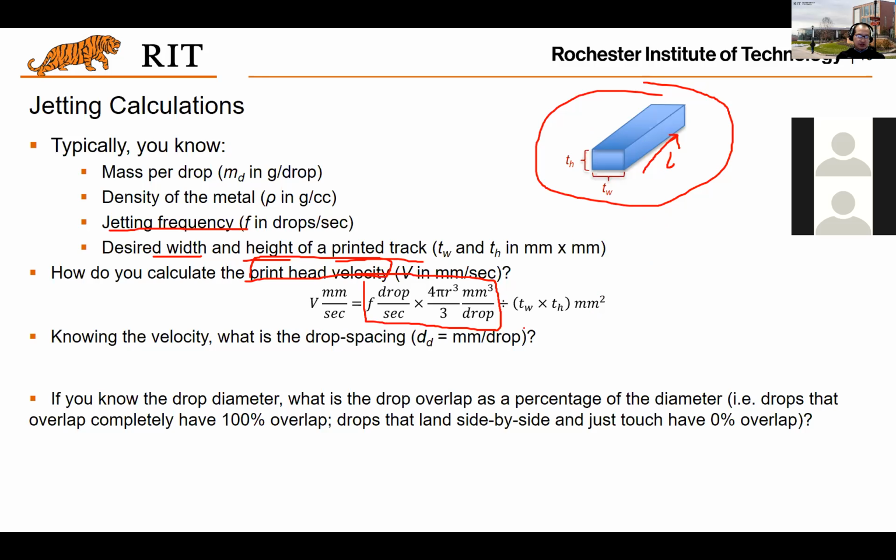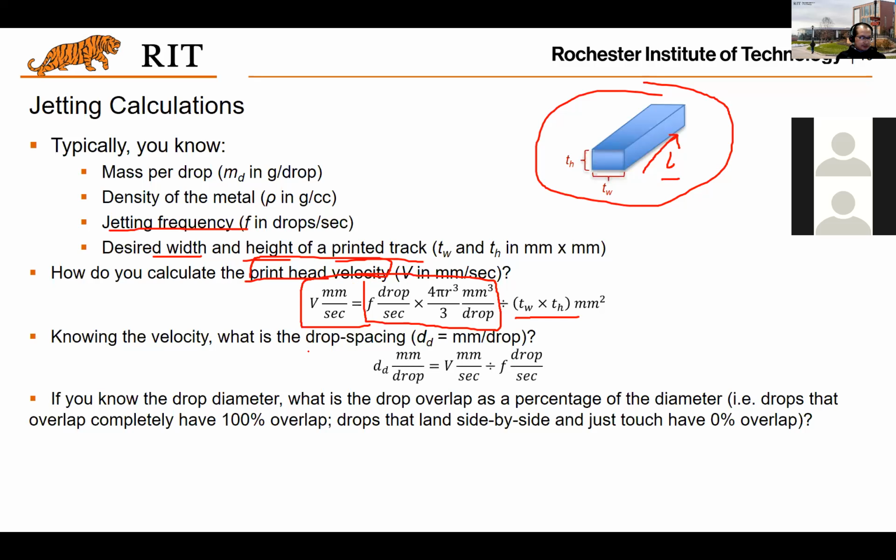And what you essentially do is use this overall volume over the width and height, right? The product of width and height. And it turns out you will have the length per second, and that is a speed. So in 1 second, the printing head will travel that amount of distance. And that's how you compute the printing head velocity. Any questions for this computation? All right.